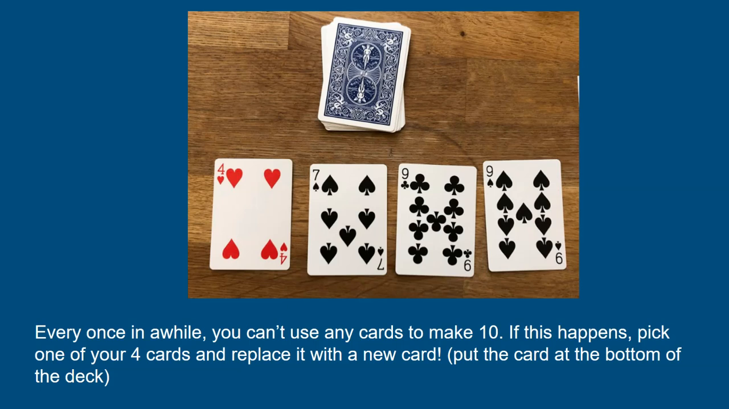Every once in a while, you're going to look at your cards and you're not going to be able to use them to make 10. That is going to happen sometimes in this game. If that happens, just pick one of your cards, put it at the bottom of your deck, and replace it with a new card. So the goal is that we're looking for combinations that make 10. And if you're not able to make 10, we just need to replace one of your cards and see what happens. In this situation, I might replace one of the number 9s because I have 2 of them. So I may just get rid of one of those and get myself a new card.